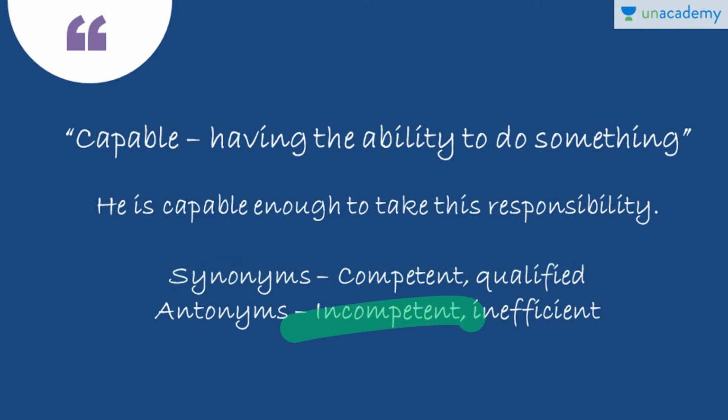Now let's talk about antonyms. Self-explanatory. Incompetent is an antonym for capable. Why? Because the synonym is competent. When you are having the necessary ability, that is competent, so incompetent is when you are not having the necessary ability or knowledge or skill to do something. Then the next which we have is inefficient, and inefficient means that when you are not able to achieve maximum productivity, then we call it what?